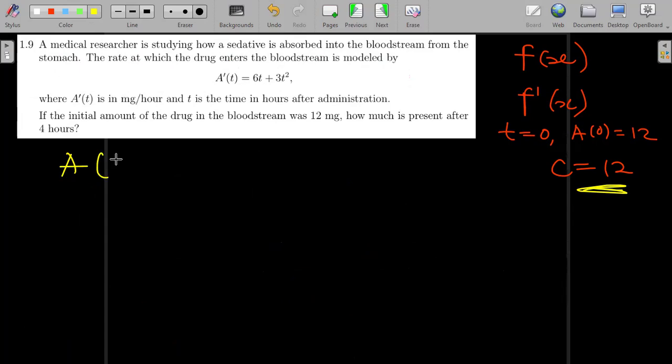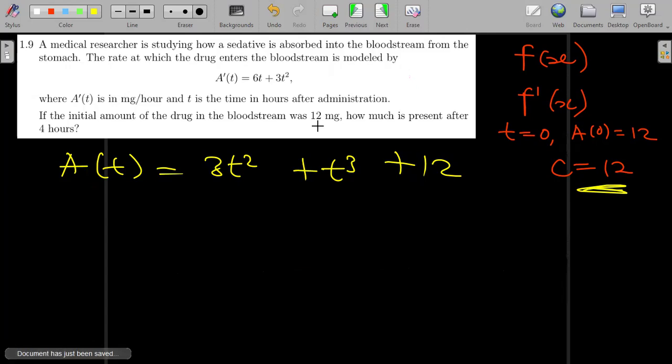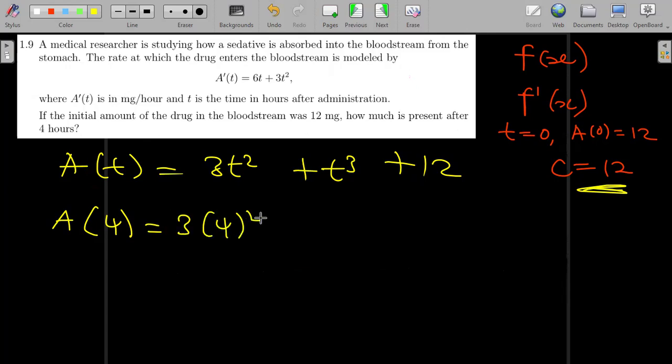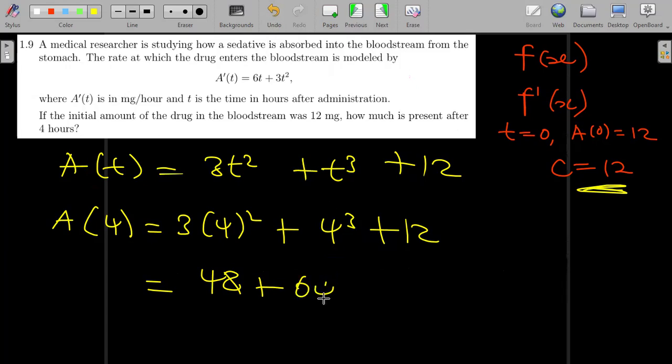So we're going to say A of t is actually equal to 3t squared plus t to the power 3 plus the constant, which is what? 12. So now, how much is present after 4 hours? This will just be A of 4 now. So 3 times 4 squared plus 4 to the power 3 plus 12. This will give us what? So this will be 16 multiplied by 3 to be 48, plus 4 to the power 3, it's 64, plus 12.